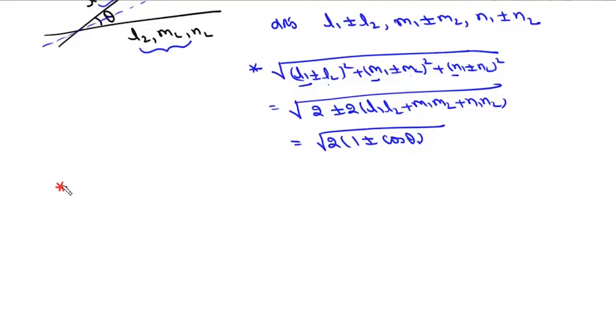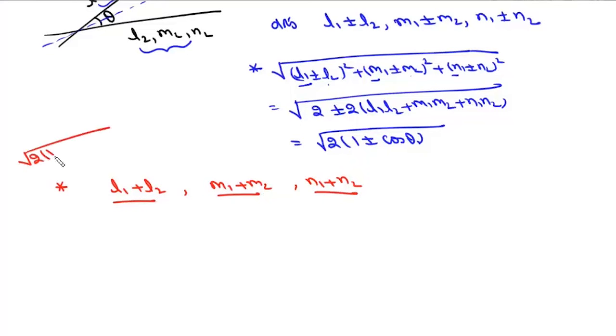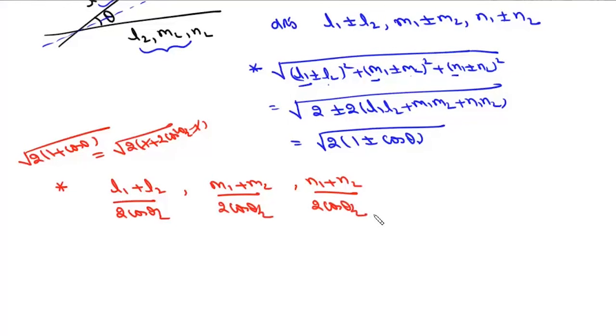So these angle bisectors will be given by l1 + l2, m1 + m2 and n1 + n2. And if we take this plus sign, here we'll have under root of 2(1 + cos θ), and we can write 1 + cos θ as 2cos²(θ/2) minus 1. Now this 1 and 1 will cancel. So it will be divided by 2cos(θ/2). So direction cosines of one of the angle bisectors will be (l1 + l2)/2cos(θ/2), (m1 + m2)/2cos(θ/2) and (n1 + n2)/2cos(θ/2).